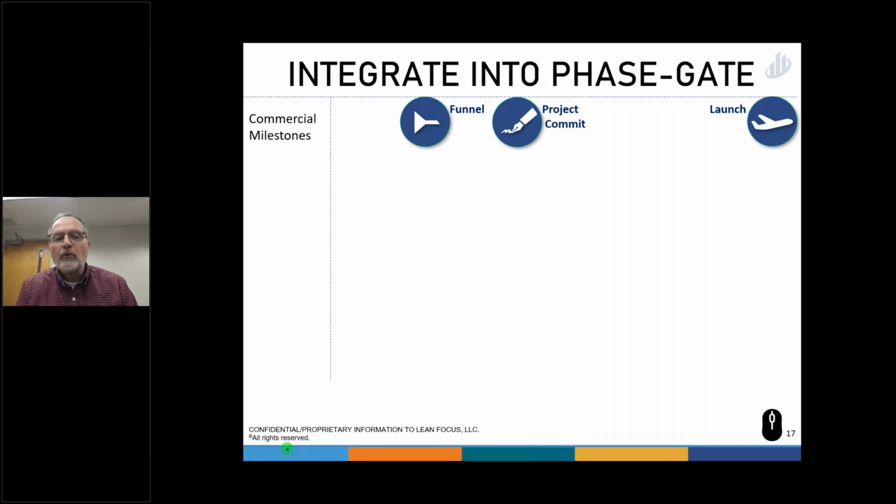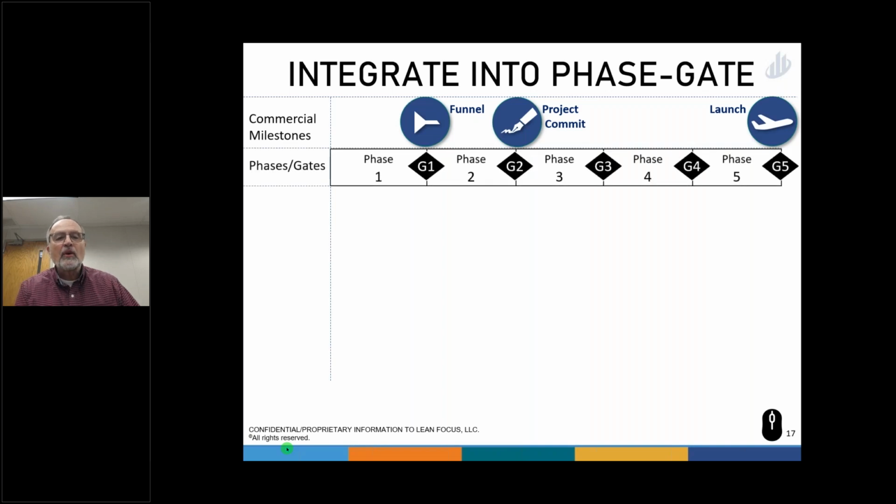But before we think about that phase gate system, think about the commercial milestones. Just about every company has these 3 critical commercial milestones. When that project comes into my view, maybe you have a funnel that's formal, maybe it's just in people's heads, that's okay. But then I'm going to come to a point where I'm going to commit resources to the project. So I bring it into the funnel. We define it, we investigate it. I commit, where I sign on the dotted line, and then at some point I launch the project. Just about every organization has all 3 of these.